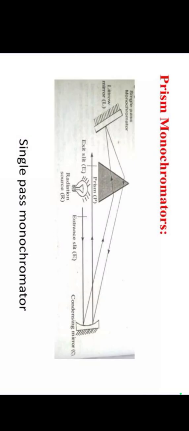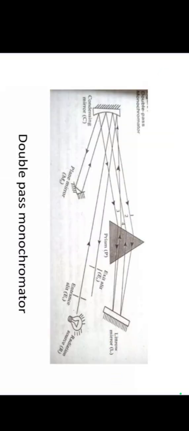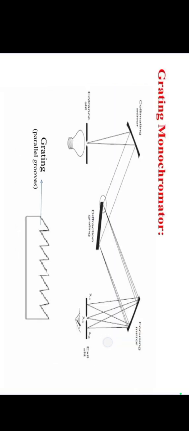This is a prism monochromator. This is a picture of a single pass monochromator. This is a double pass monochromator. This is the grating monochromator. We use the grating in IR spectroscopy. This is the grating picture below. Parallel grooves are present in the IR spectrophotometer grating that we use. That is called the grating monochromator.